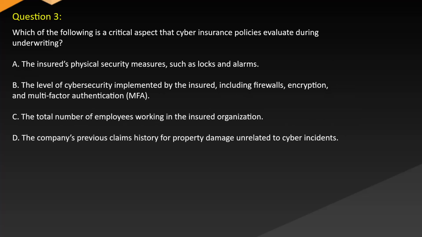Question 3. Which of the following is a critical aspect that cyber insurance policies evaluate during underwriting? A. The insured's physical security measures such as locks and alarms. B. The level of cybersecurity implemented by the insured, including firewalls, encryption, and multi-factor authentication (MFA). C. The total number of employees working in the insured organization. D. The company's previous claims history for property damage unrelated to cyber incidents.